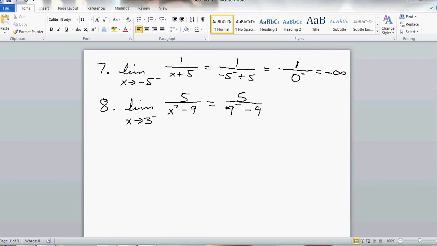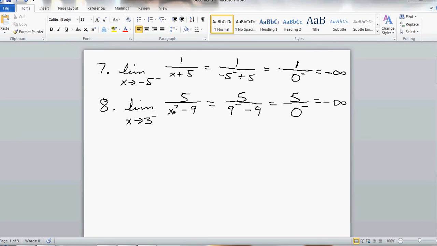Once again, we get 9 minus 9, that's still a 0, but what is important to us is, is this coming from the left or the right? Well, 8.999 minus 9 means this is going to be a negative. 0 is going to be from the negative side, so we're going to be negative 0.00001 or something like that. And so we have a positive over a very, very small negative, which becomes negative infinity.